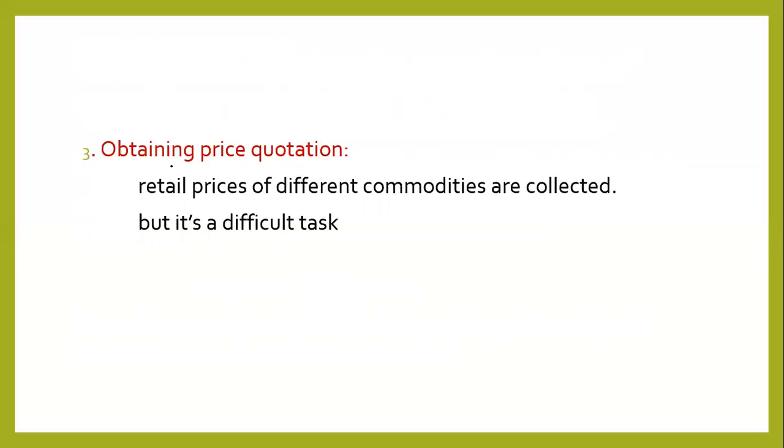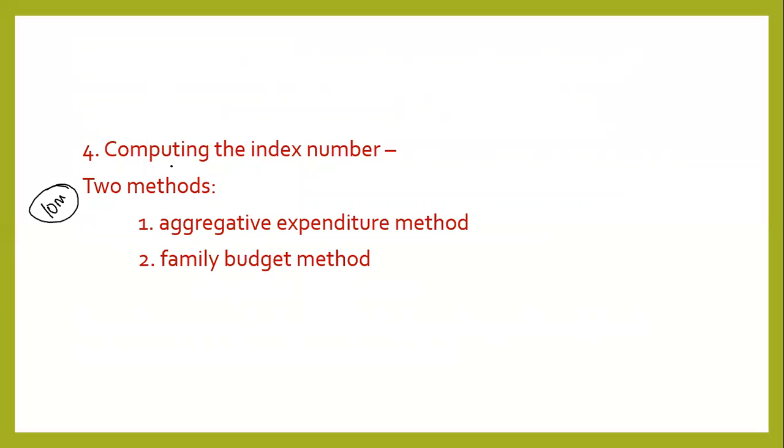As retail prices vary from one person to another or from one area to another, you have to collect the prices of various commodities, take the average of it, and then the average has to be used in construction of the consumer price index number. And the fourth one is you have to compute the index number based on the two methods, that is aggregative expenditure and family budget method. When you say aggregative expenditure method, it is the same as the Laspeyres method, where you use the quantity of the base year as weight.